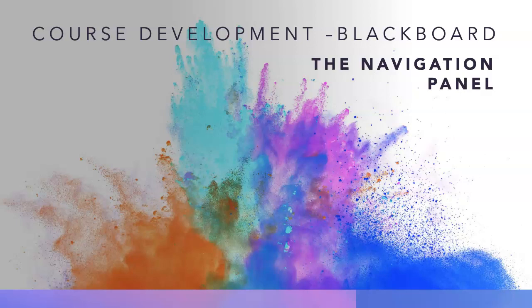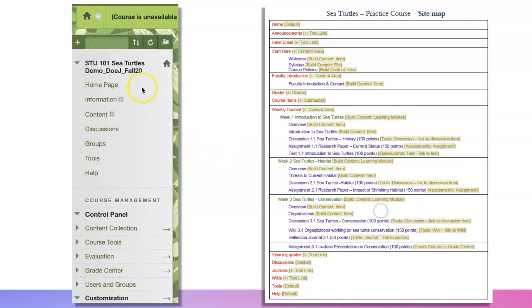Greetings. In this video, we will learn how to set up the navigation panel in Blackboard. So this is the main navigation that students see when they come into your course in Blackboard. And we're going to use the sitemap as a reference to set up this navigation panel. So let's see how we do it in the course.